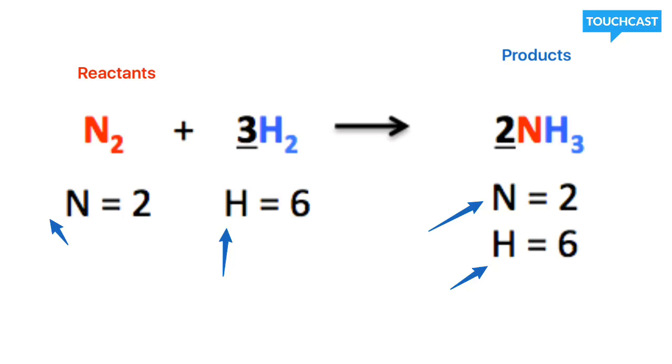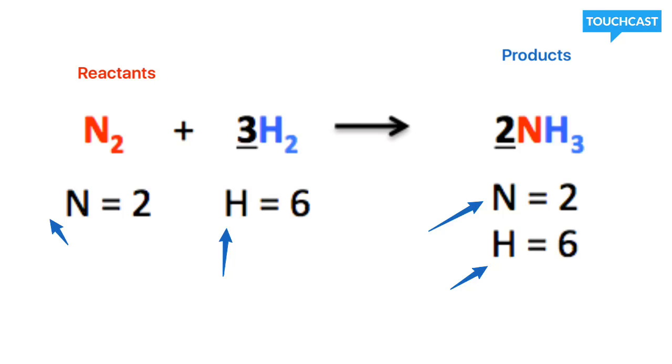Basically, during this entire reaction, none of the elements were created or destroyed. Instead, you just rearranged the atoms. You took these two nitrogen atoms and rearranged them so that they're bonded with these 6 hydrogens.